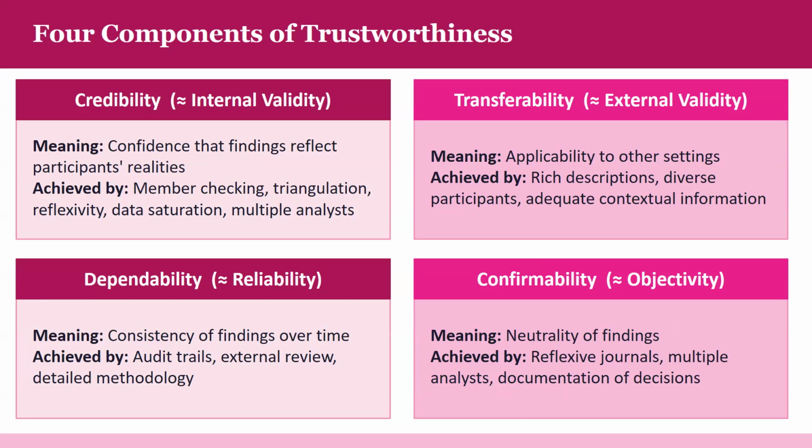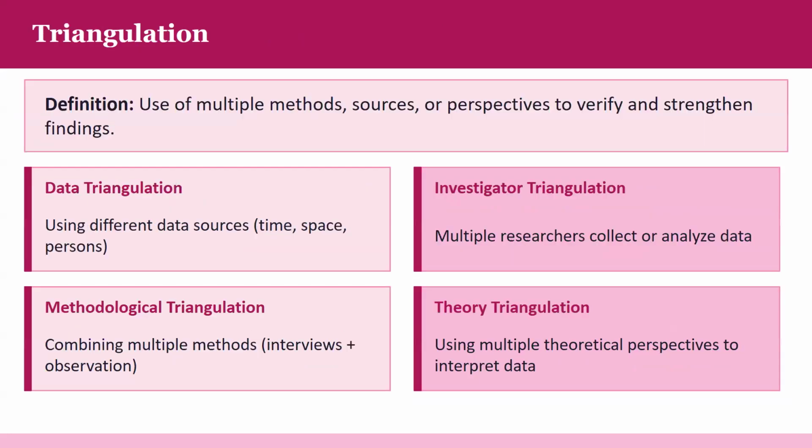Then we have confirmability. The counterpart in quantitative research is objectivity. Confirmability is the neutrality of findings. This is achieved by the reflexive journals, multiple analysts, and the documentation of decisions.